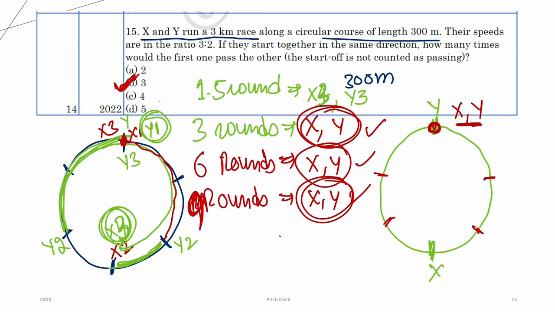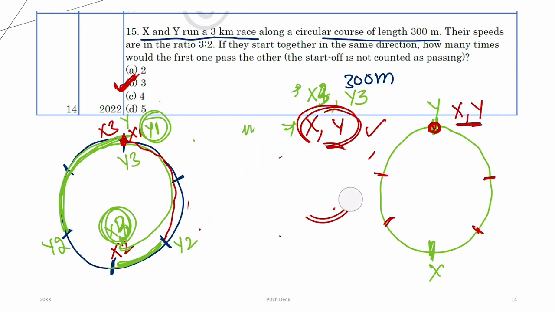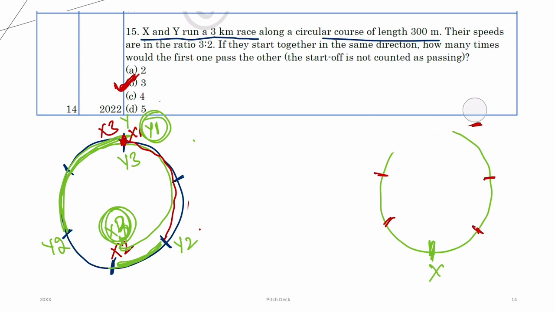How many times would the first one pass the other? I hope I did not make a mistake, since they are asking for the first one to pass the other. This could be the issue. What I have learned is, then they are going to meet, right? Did we make a mistake? Let's see.